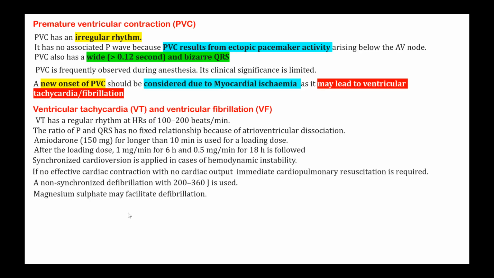Magnesium sulfate will be indicated if there is torsades, and epinephrine can be used to convert fine fibrillation into coarse fibrillation just before defibrillation. Fibrillation is divided into fine fibrillation and coarse fibrillation. So what is the difference between the two? Which is more amenable to correction?